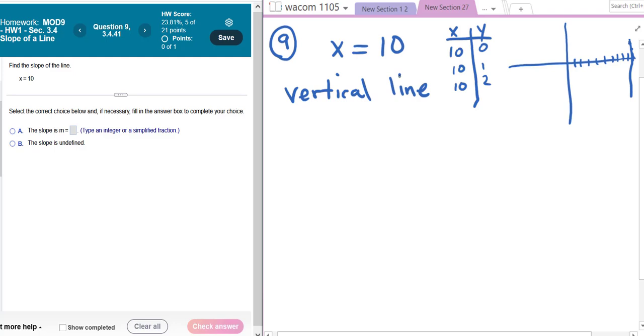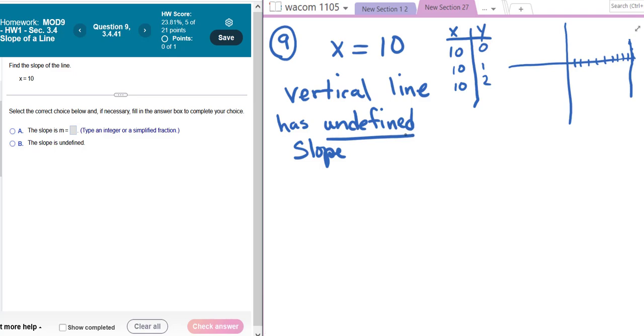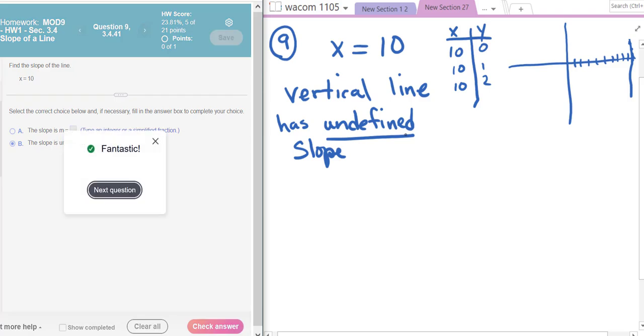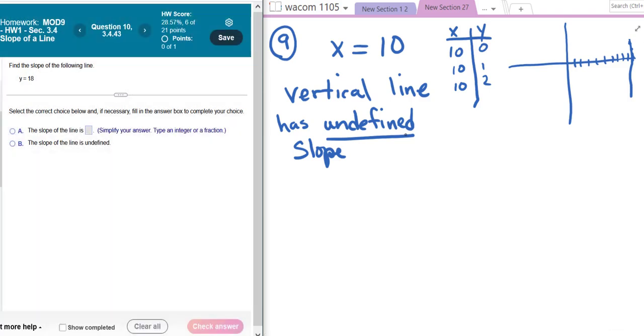and you might remember from the other problem a few minutes ago, a vertical line has undefined slope. So we want to choose B there. All right, and they did not ask us for the y-intercept on that one. If they did, it would be this point right here. It would be 10, 0. That would be your, I'm sorry, that's the x-intercept. There is no y-intercept, since the line is parallel to the y-axis.